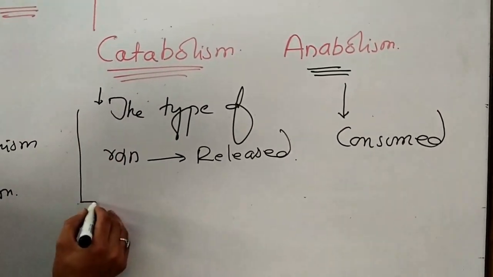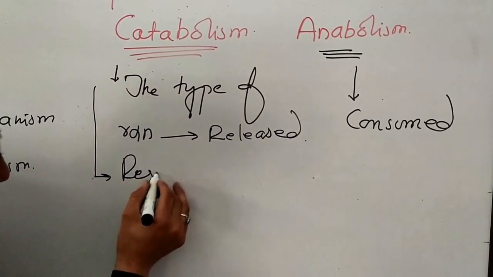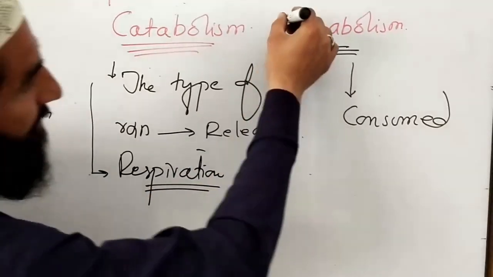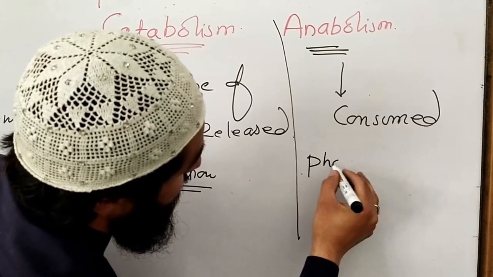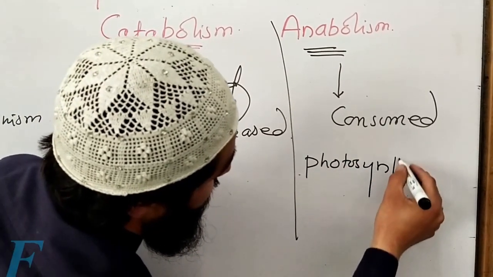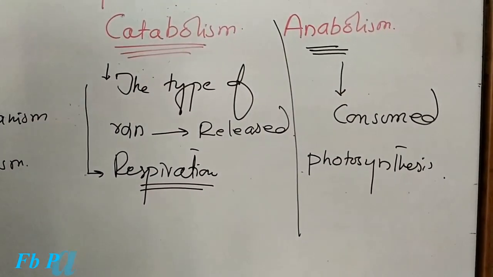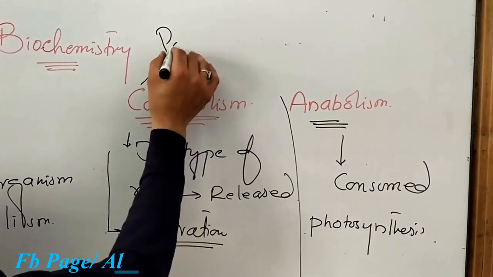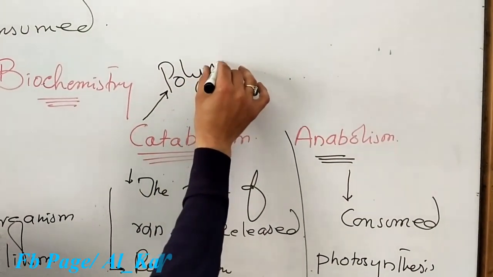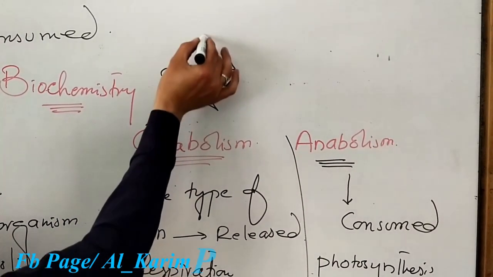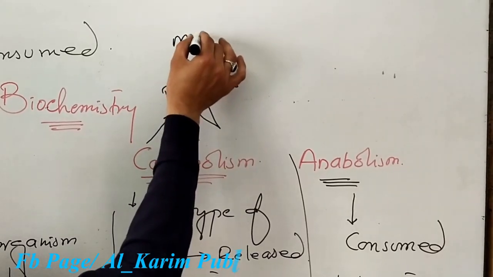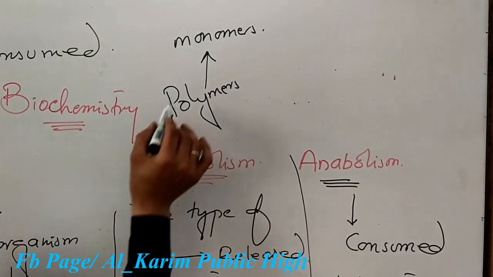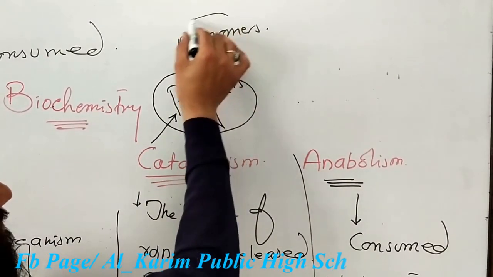For example, respiration, and for example, photosynthesis. Or the reaction in which the polymers are converted into monomers is known as catabolism. Now, what is a polymer and what is a monomer?